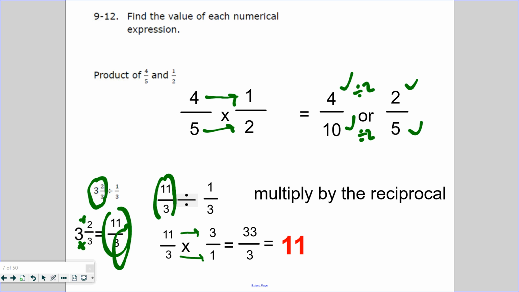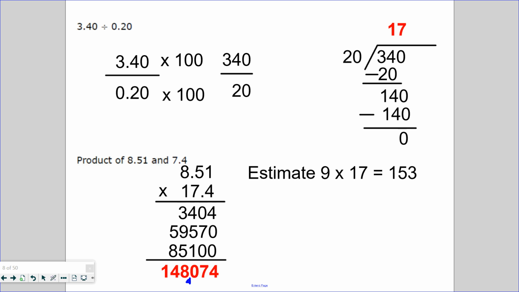Let's practice another one for those who forgot how to divide fractions. Like 10/3 divided by 1/3. So 10/3 times, what's the reciprocal of 1/3? 3/1. So it's 30/3, or 10. How many thirds go into 10 thirds? 10 of them.